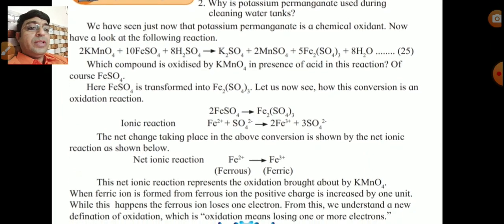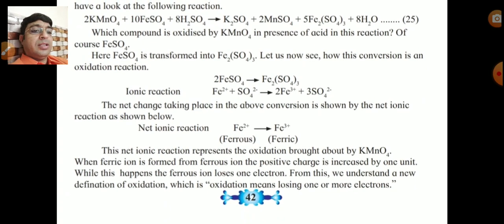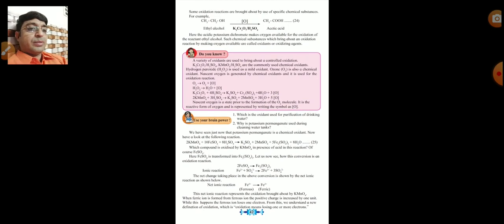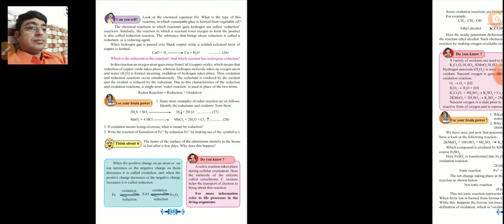This reaction we also learn, and in the last line on page number 42 we get the new definition of oxidation that you underline in your textbook. Oxidation means losing 1 or more electrons. Next page.